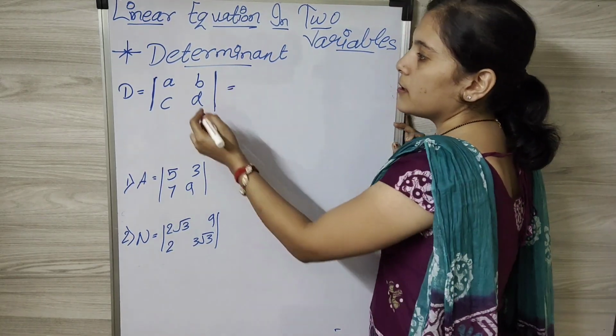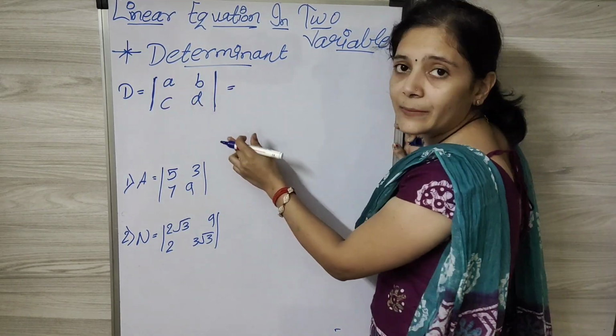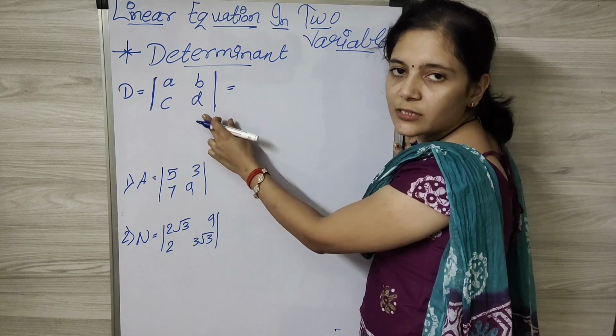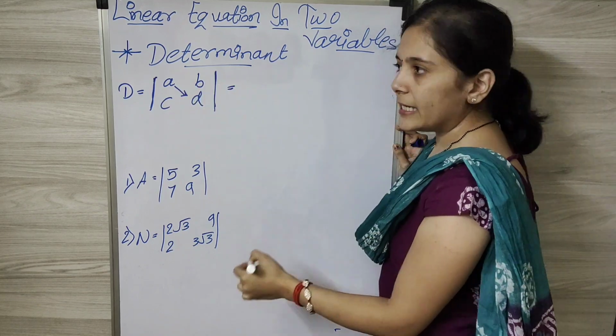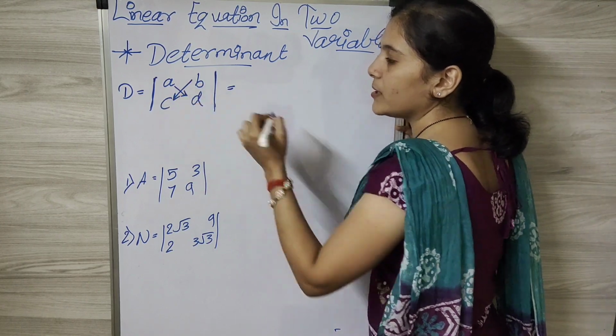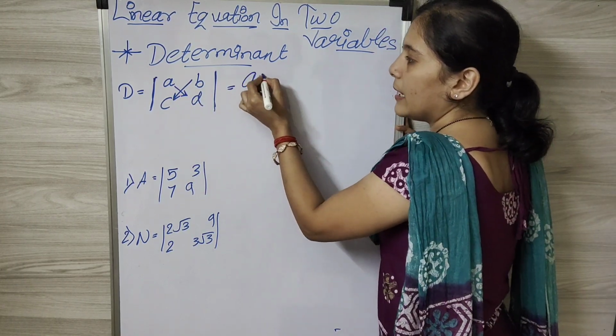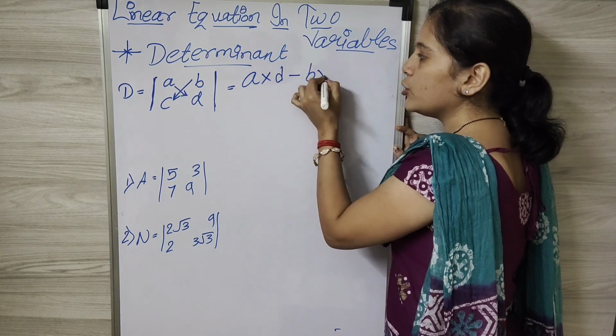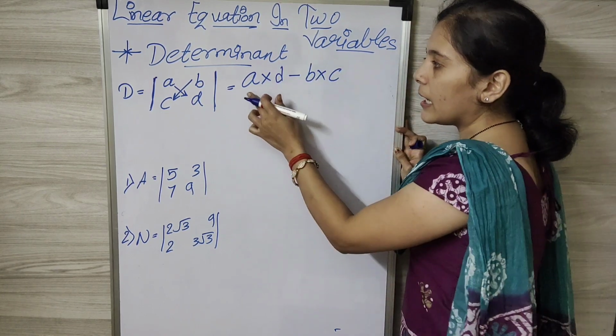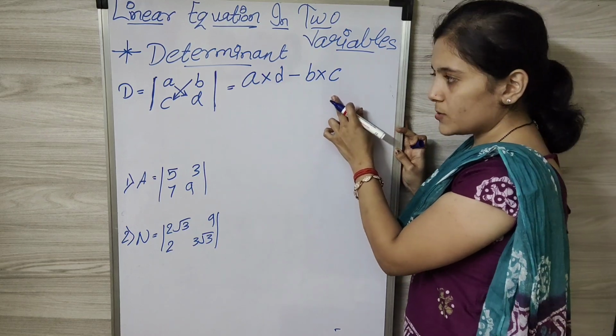In a determinant we do a cross multiplication, right? We will do cross multiplication. That is, I will multiply A with D and I will multiply B with C. So A into D minus B into C. A into D minus B into C.